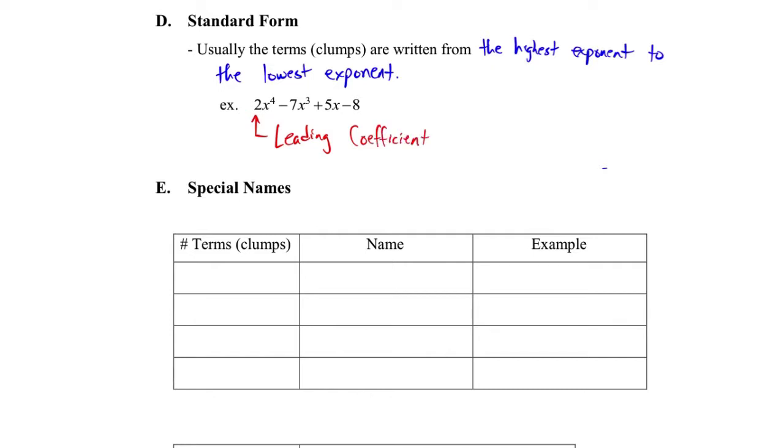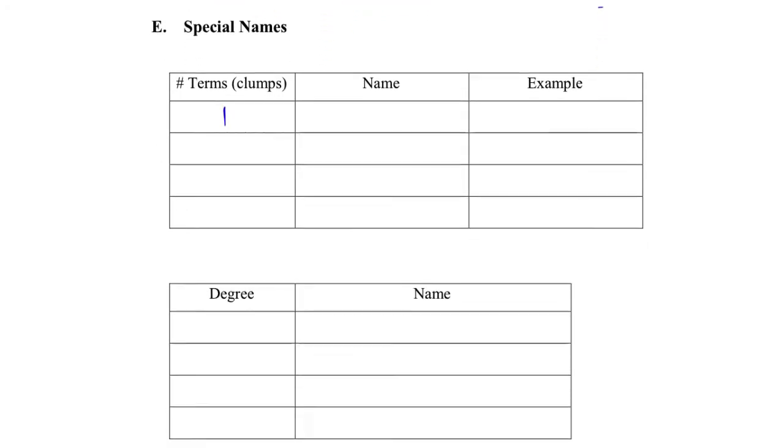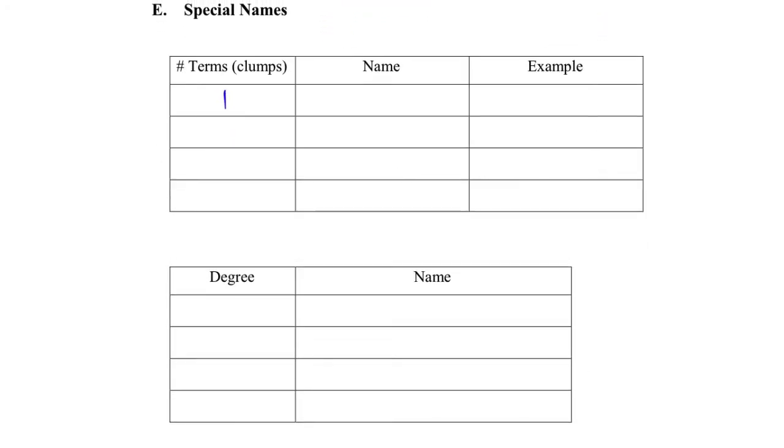All right, letter E, special names. So we have special names for polynomials of certain sizes. A polynomial is made up of those different clumps or those different terms. If it has one term, it's called a monomial. An example of a monomial would be something like 4x. It just has one clump or one term. Something with 2 terms is going to be called a binomial, like a bicycle has 2 wheels. An example of a binomial could be 4x plus 5.